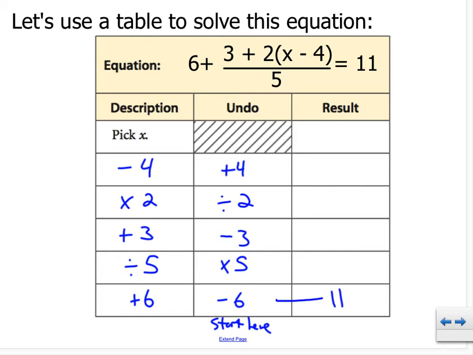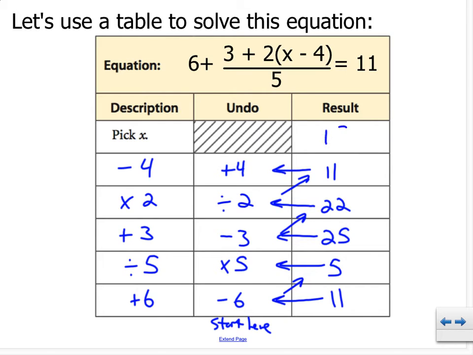If we take 11 and subtract 6, we get 5. Multiply it by 5 to get 25. Subtract 3 to get 22. Divide it by 2 to get 11. Add 4, and our result is 15. Not too bad. If we went and solved that equation using algebra instead of an undo table, we'd get 15.